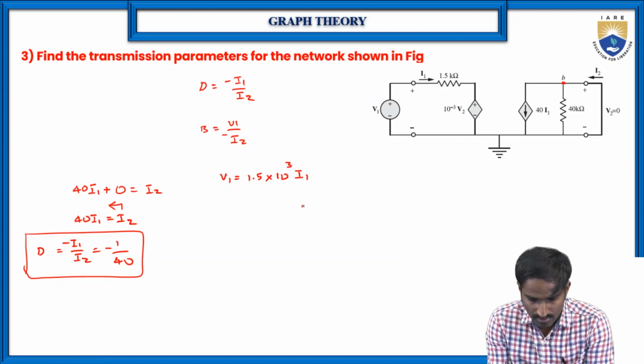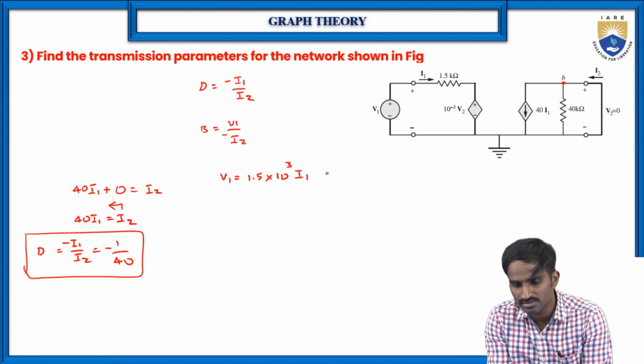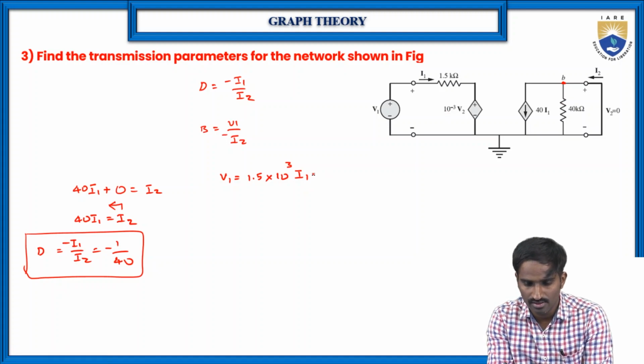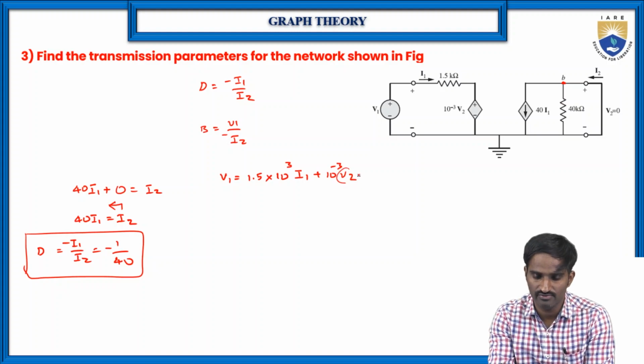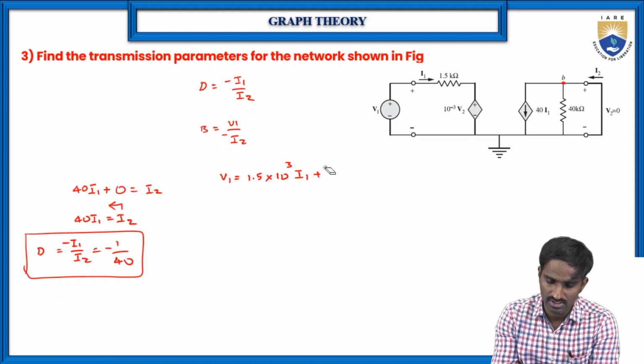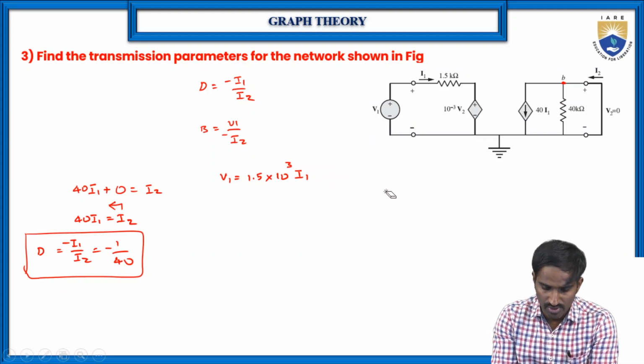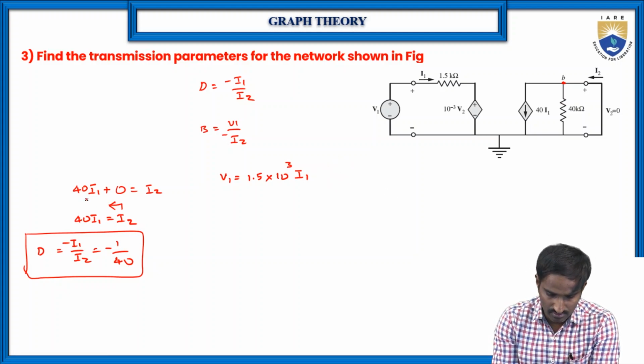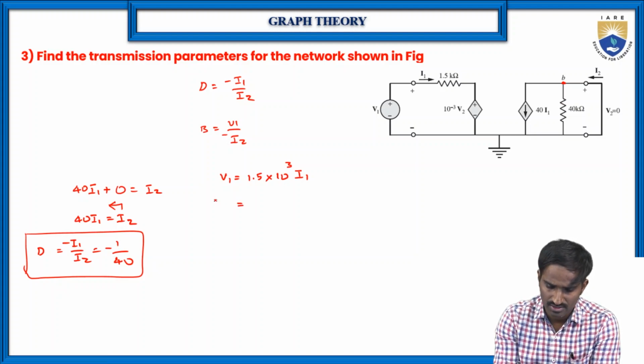Okay, so here, of course, plus 10 to the power of minus 3 into V2 is there, but anyway here V2 is equal to 0. So that's why we no need to consider this one. So I'm just neglecting this one. But we know here I1 is equal to I2 by 40. So substitute here. So V1 is 1.5 into 10 to the power of 3 into, in the place of I1, we can write I2 by 40.